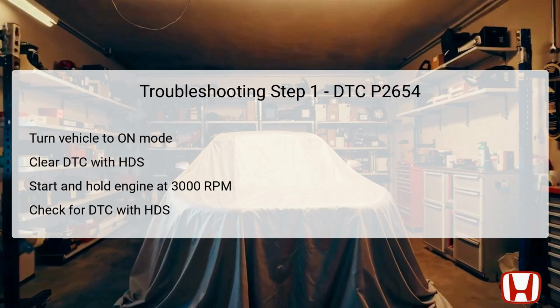After clearing the codes, start the engine and hold the engine speed at 3,000 RPM without any load, typically by putting the gear in park or neutral. This step is crucial as it allows the system to reach operational temperature and potentially trigger the radiator fan. Finally, use the HDS Diagnostics tool to check for any confirmed or pending DTCs.